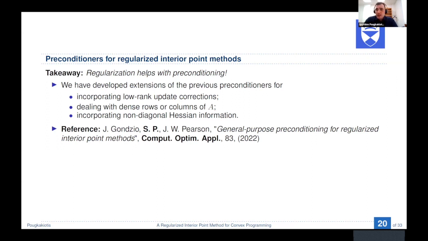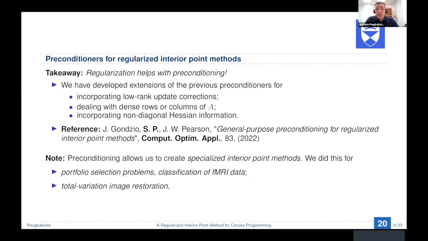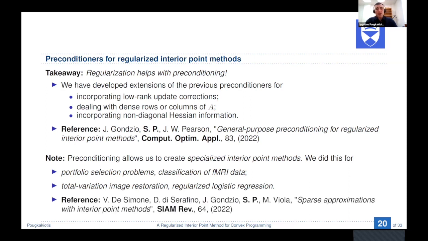Now, these preconditioners and iterative linear algebra techniques I've mentioned are general purpose. They do not depend on the structure of the problem we are trying to solve. However, we observe that actually, if you want to specialize a regularized interior point method to a specific application, the only thing you have to change is the preconditioner. And we were able to do this quite successfully for portfolio selection problems, classification of MRI data, image restoration tasks, as well as logistic regression tasks. And all four of these applications are traditionally solved using specialized first-order methods because we don't need too accurate solutions. However, in this work, we're able to showcase that we can create specialized interior point methods that use more or less the same memory as specialized first-order methods and are equally or even more efficient for a quite diverse set of applications.